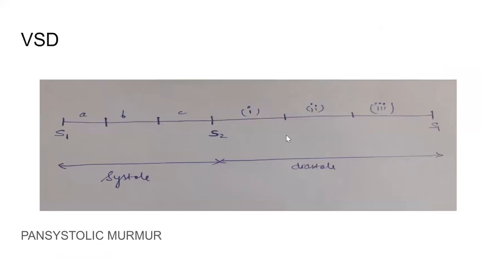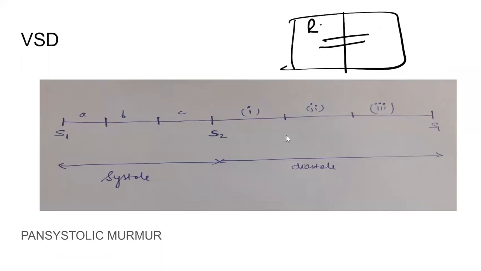Now again VSD. VSD is something where there is a defect between RV and LV. During diastole, the pressure in LV is 0 and pressure in RV is 0. So since there is no pressure gradient, blood would not flow from LV to RV or RV to LV.